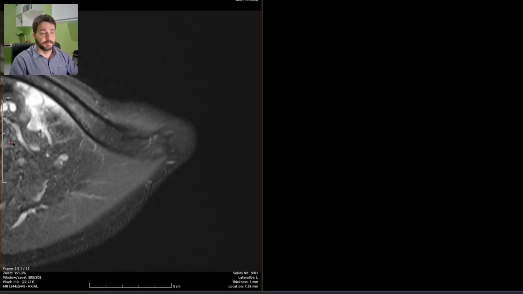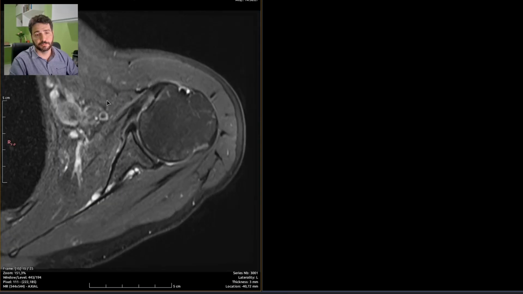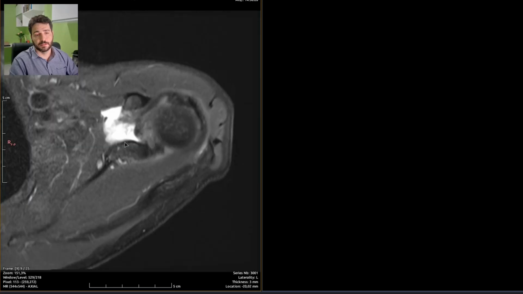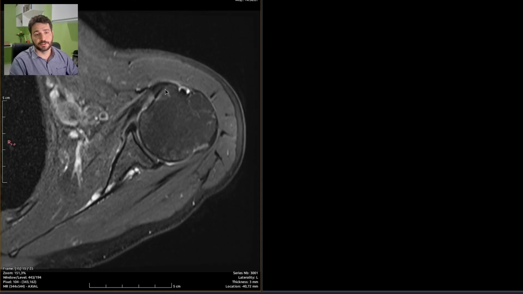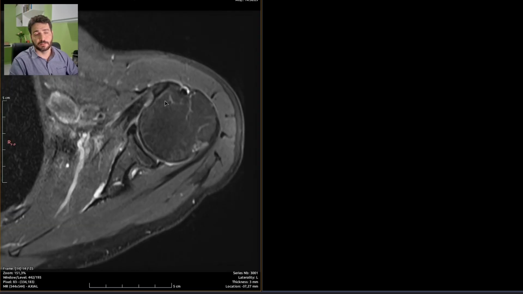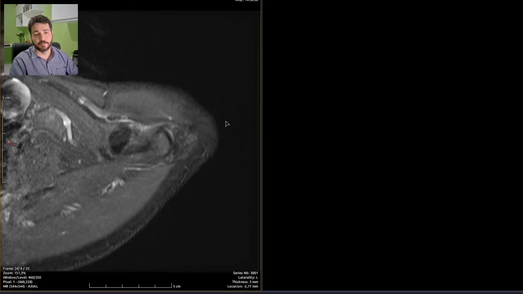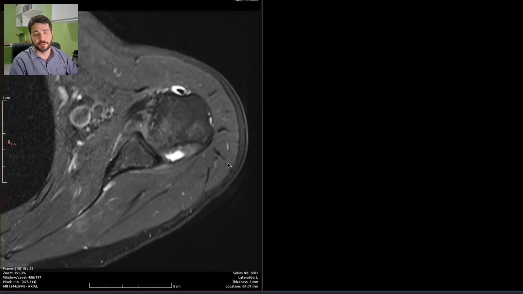So we have a T2 or PD with fat saturation, where liquid is bright and fat is dark. We can see there is articular effusion and a distended subacromial bursa. There is also a heterogeneous and bright subscapular tendon. This is a tendinitis. We have maybe mild degenerative disease of the acromioclavicular joint.